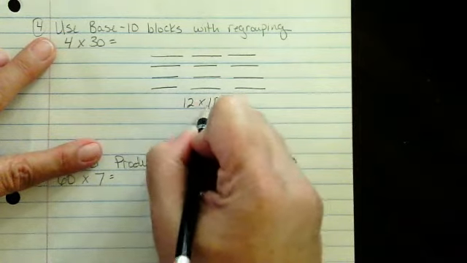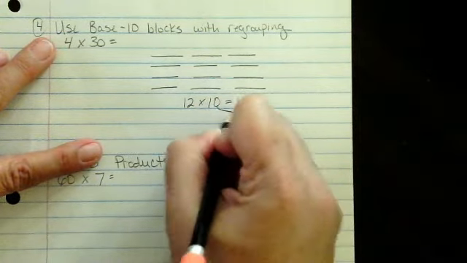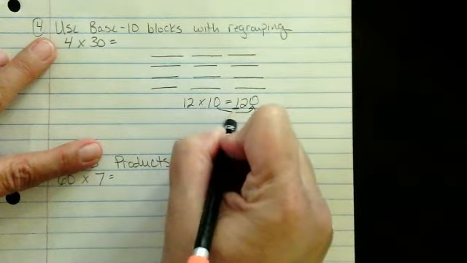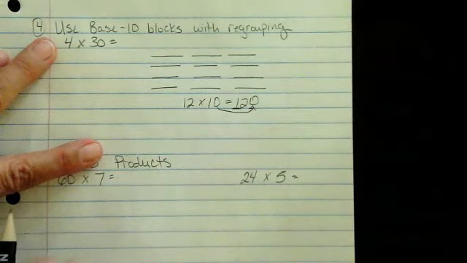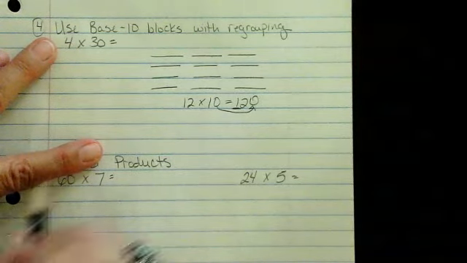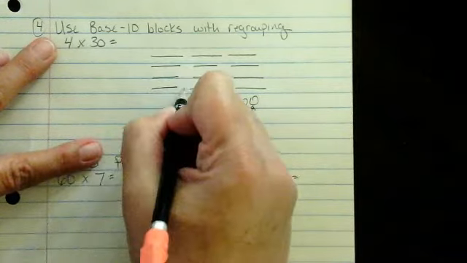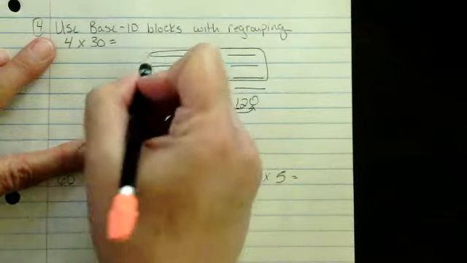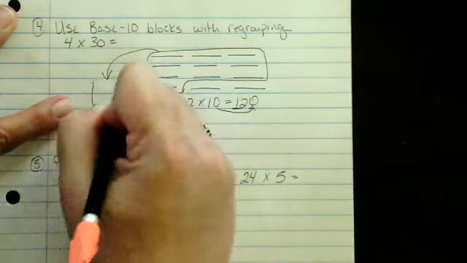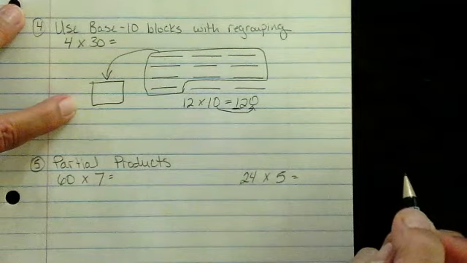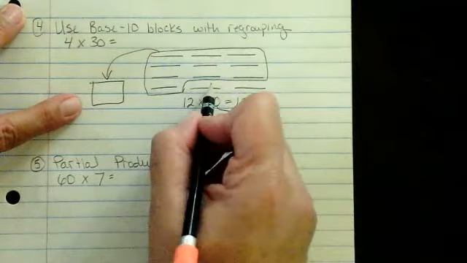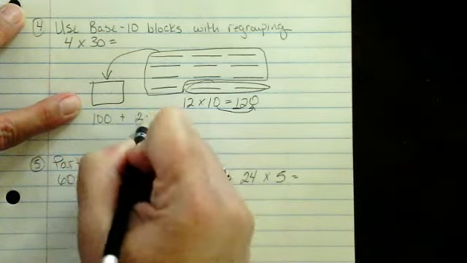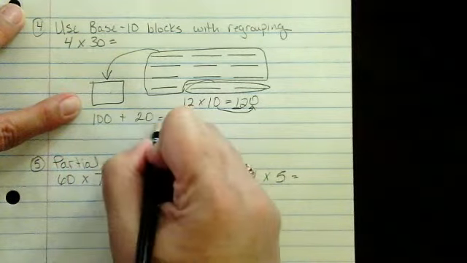If I do this, 1 times 12 is 12. Bring my 0 over. That equals 120. So I have a number in my hundreds place now. That means I can regroup. So I need to take 10 of my 10 longs, and I'm going to regroup them into 100. Okay? And then I have 2 10 longs left over. So I have 100 plus 20. That equals 120.